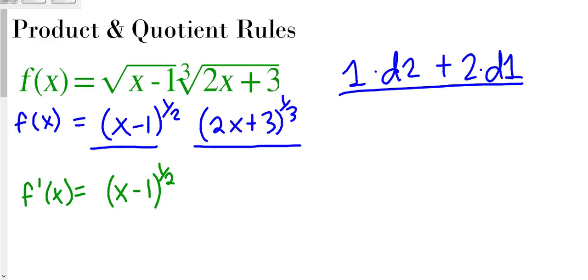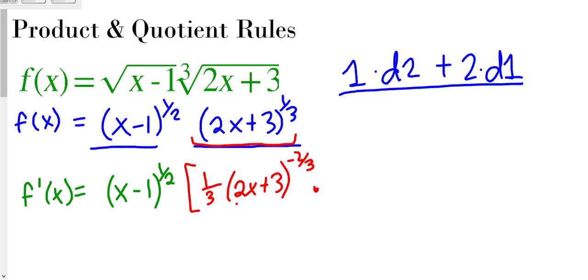So I'm going to change the color. The derivative of the second requires the chain rule. This is another rule that we know. So we have to drop down the 1/3, write 2x plus 3, and we have 1/3 minus 1 will give us negative 2/3. The last part of our chain rule is multiplying by the derivative of the inside. So the derivative of the inside is 2.